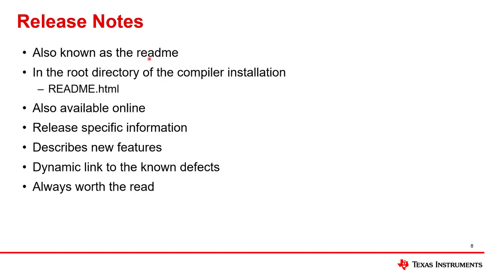It's also known as the README because the name of the file in the root directory of the compiler installation is readme.html. It's also available online, so you don't have to install the compiler to get a look at the release notes. Of course, this is where you will find release-specific information. It will describe the new features that are introduced in that release. It contains a dynamic link to the known defects. That is to say, as defects are added to our system, when you click on this link in the release notes, you will get a list of the known defects as of the time you clicked on it, okay?